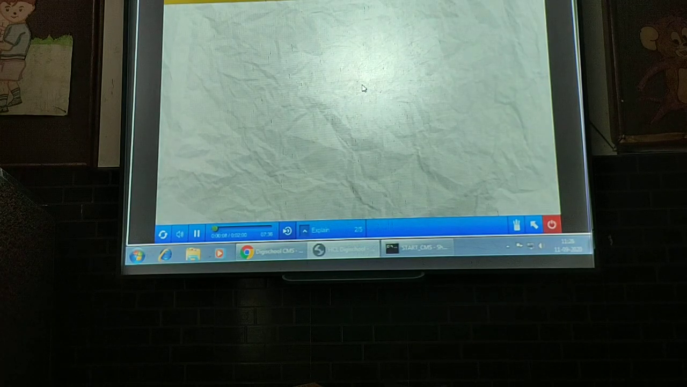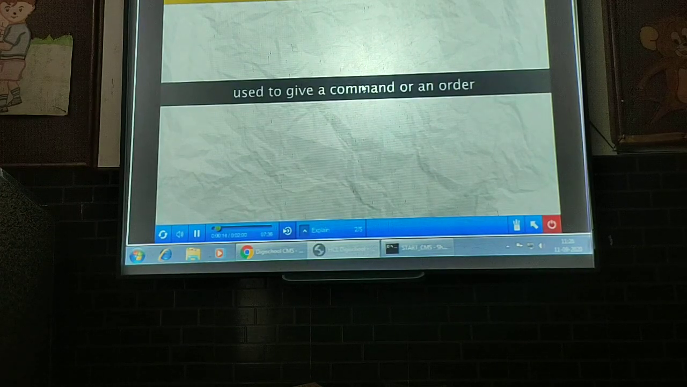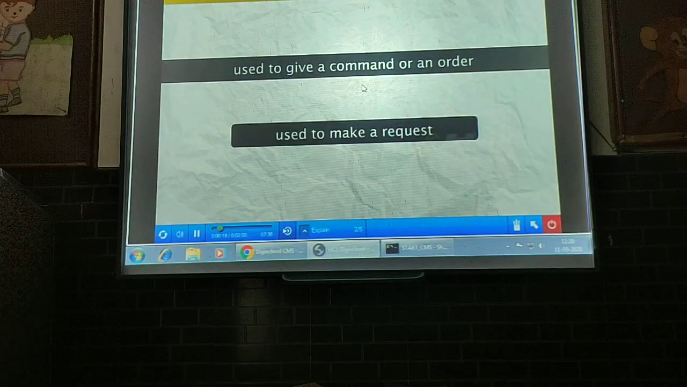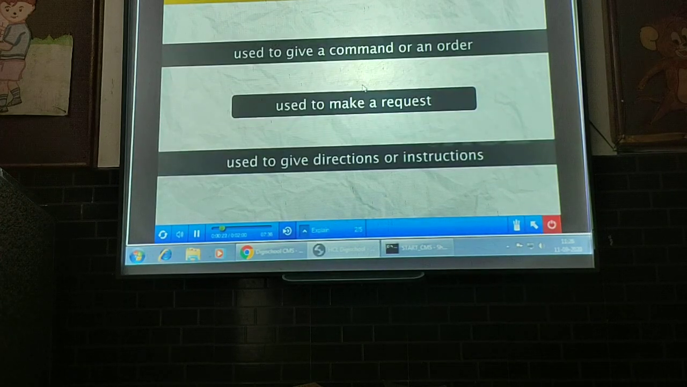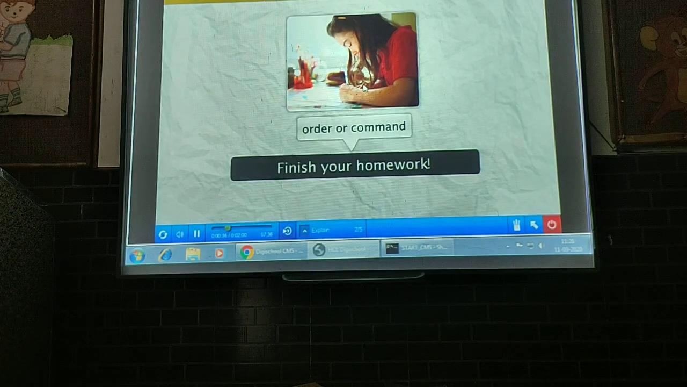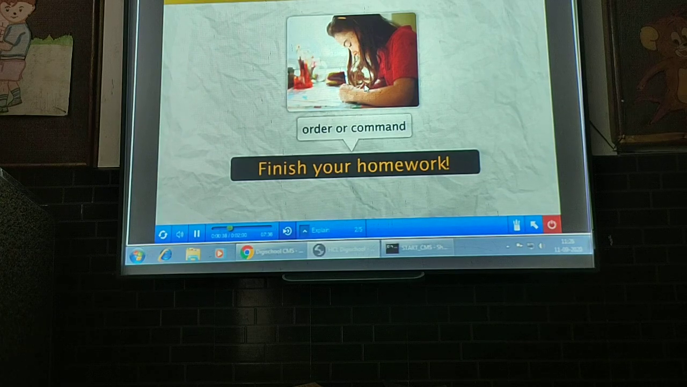Like other types of sentences, imperative sentences have a certain use. These sentences are used to give a command or an order. Imperative sentences can also be used to make a request and can also be used to give directions or instructions. Let's look at a sentence about the homework again. Finish your homework. This imperative sentence is an order or a command because the girl is being ordered to finish her homework.